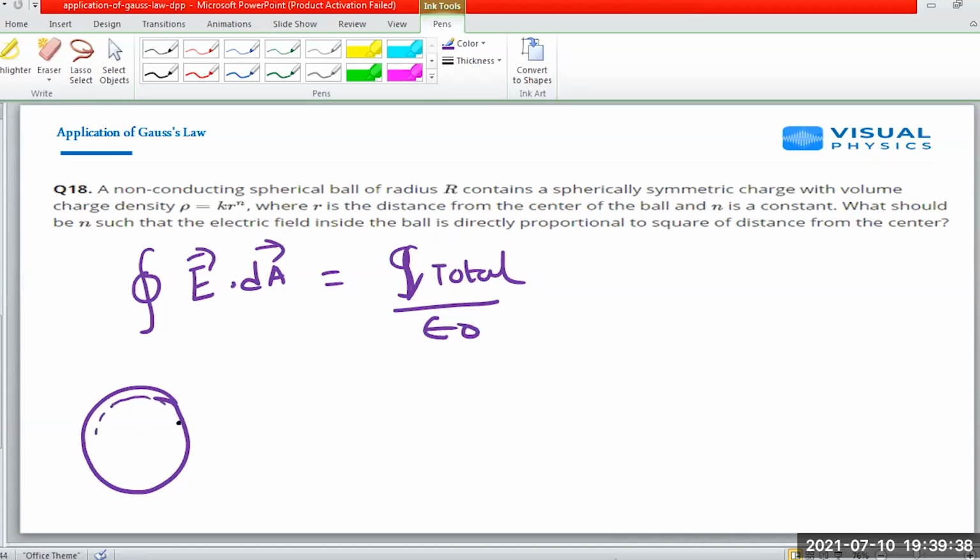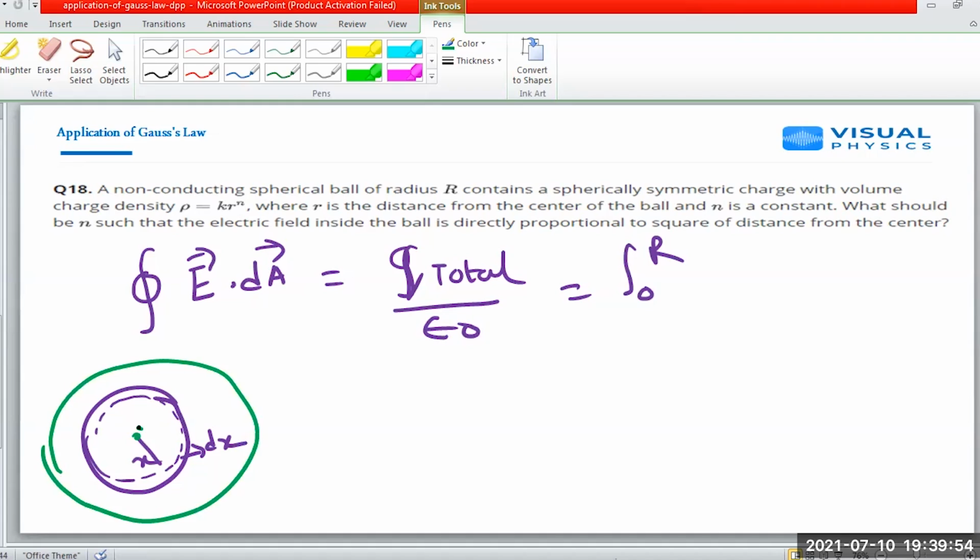So if I am taking a distance x and thickness dx, this Q total will be from 0 to r. If I am going from the center to the total charge, I am putting the limit 0 to r of rho 4 pi x square dx. Up till now, this thing should have become a cakewalk for you. Why am I writing this? I guess I have written this 10-20 times. So by this time you should be aware of this.